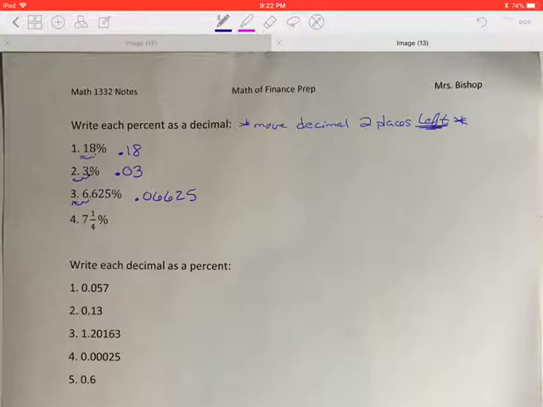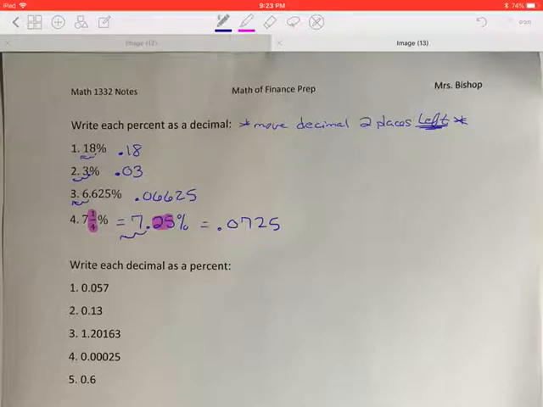Number 4 is a little bit trickier. 7 1/4%. We know that 1/4 is a quarter, or 0.25. So we've rewritten it in decimal form, but we still have not moved the decimal yet. The percent sign is still there. So when we move this 2 places to the left, it becomes 0.0725. So just because you went ahead and converted your fraction into a decimal doesn't mean you've converted from a percent yet. So that is a 2-step process.